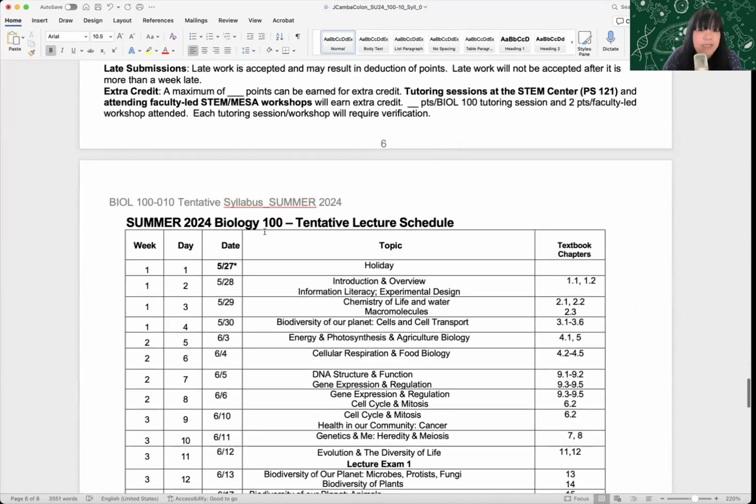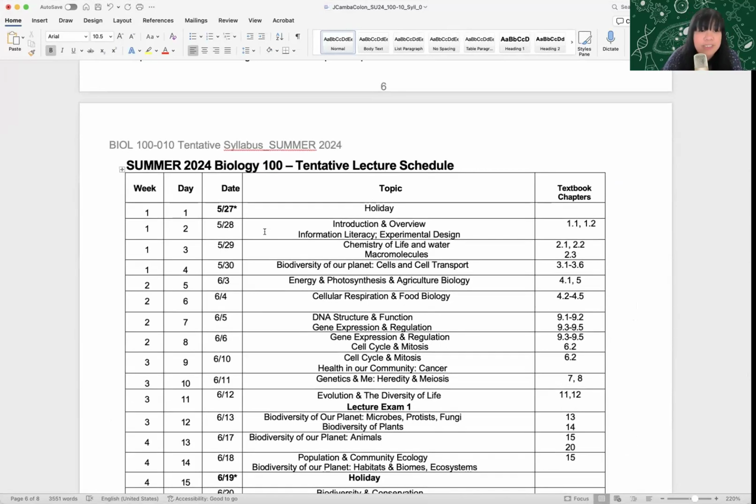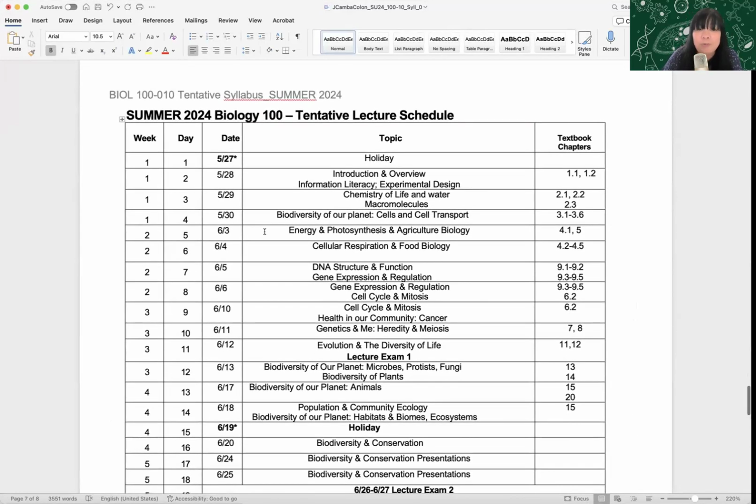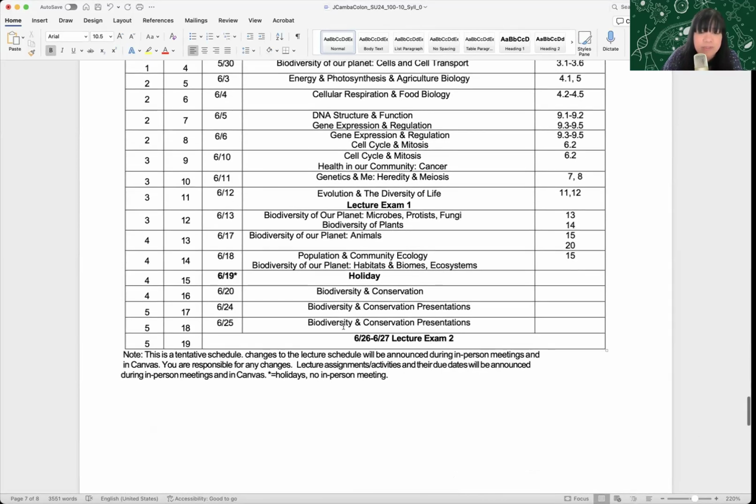All right. This is our tentative schedule. It's 5 weeks. So we are going to hit the ground running on the first day of class, which is May 28th. So these are the lectures we're going to be covering. The exam will be available tentatively. It can change, on June 26th to 27th. So it'll probably be available then, and then the last day to turn it in will be the 27th.